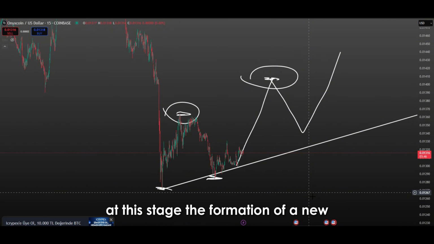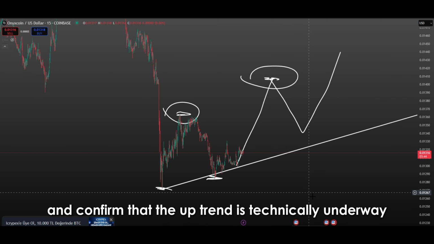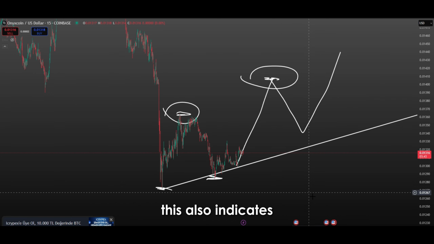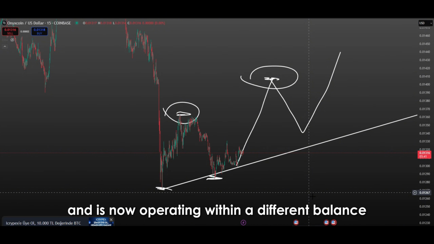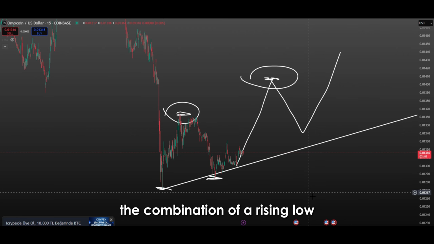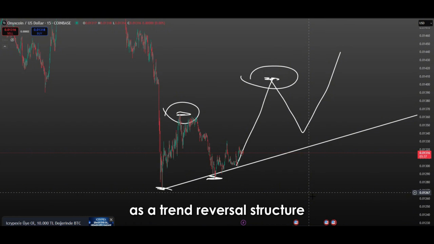At this stage, the formation of a new higher high would complete the pattern and confirm that the uptrend is technically underway. This also indicates that the market has moved into a new price range and is now operating within a different balance. The combination of a rising low and a potential higher high forms the foundation of what is known in technical analysis as a trend reversal structure.